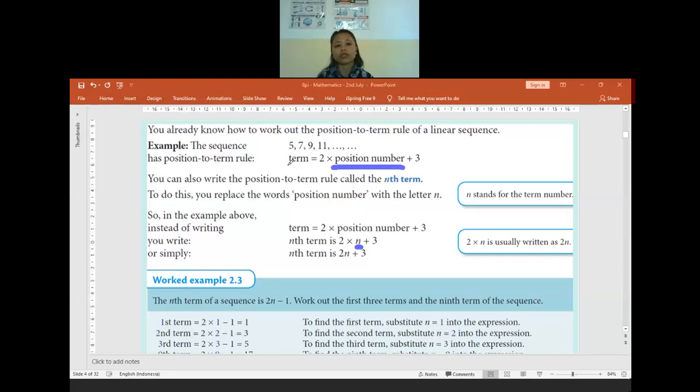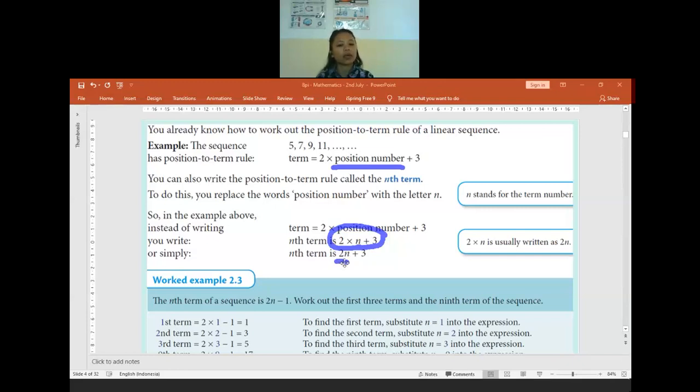We have the position to term rule as 2 times position number plus 3. Position number is too long, so we can simplify it to 2 times n plus 3, because the position number we replace with letter n. 2 times n we can simplify to only 2n. So from 2 times position number plus 3, we simplify it to 2n plus 3 for the nth term.